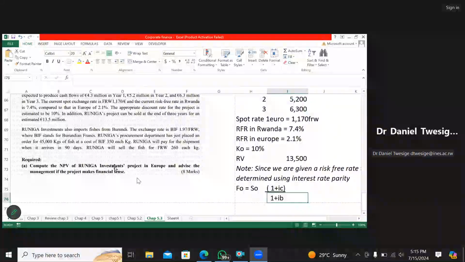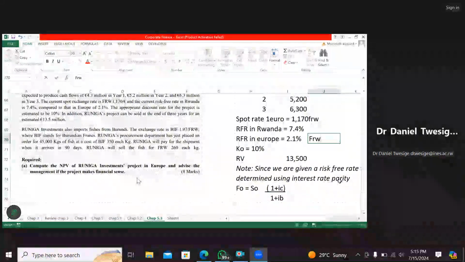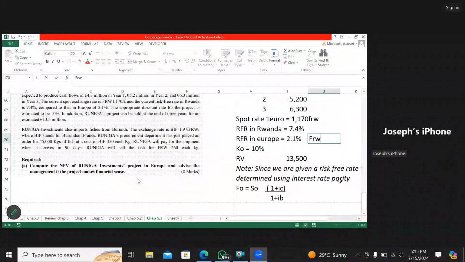You are not saying a word. How do you know it? If I quote like this, what does it mean here? It means euro is the base, franc is the quoted currency. Maybe we don't understand that concept. Okay, we shall look at it in foreign exchange.